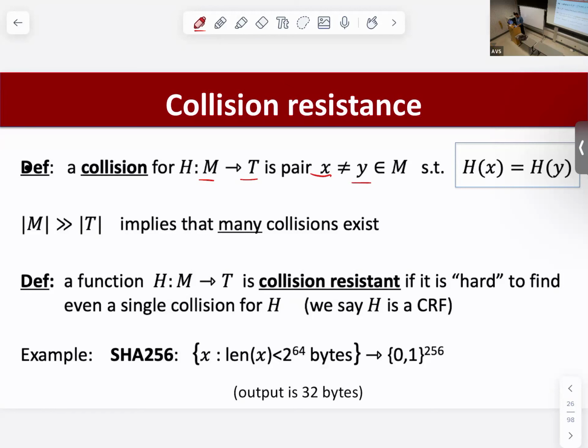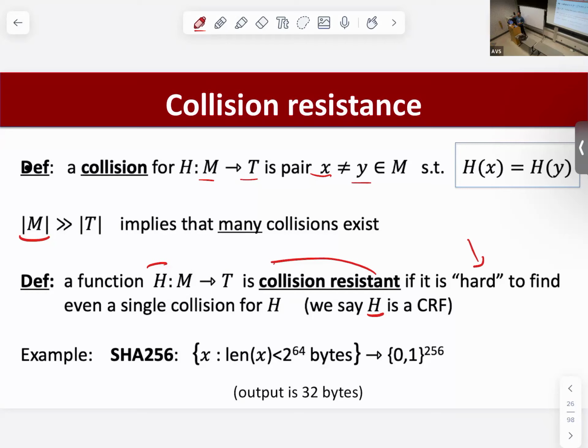And of course, given that M is much, much larger than T, there will be many collisions. So there are collisions. The whole thing about a secure hash function is that it's hard to find these collisions, but collisions exist in hash functions. So just keep that in mind. It's not impossible for someone to find a collision. But when we say a collision resistant hash function, the formal definition is that a function H is collision resistant if it's hard to find even a single collision. Any two messages, it would be very, very hard. So in other words, we say that H is a collision resistant function, or a CRF.